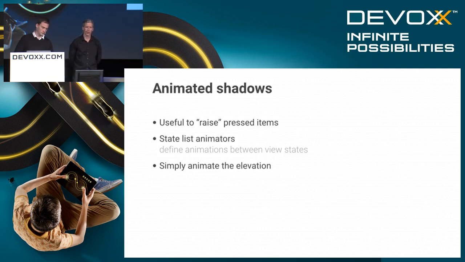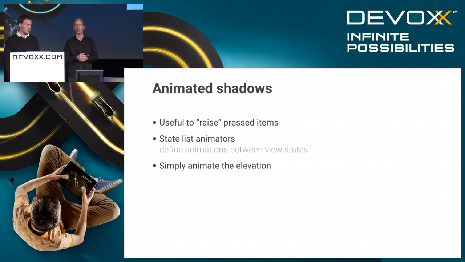So one of the reasons to have shadows is to animate them. The effect that material design wanted on buttons, for example, was for them to react to your touch, not just by having animated ripples and touch feedback, but to actually sort of magnetically attract to the finger. So they're going to pop up a little bit when you press on them.